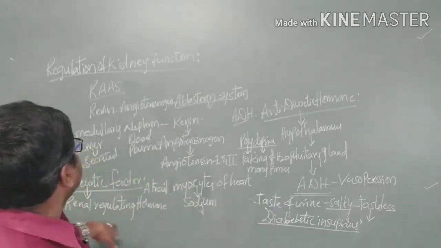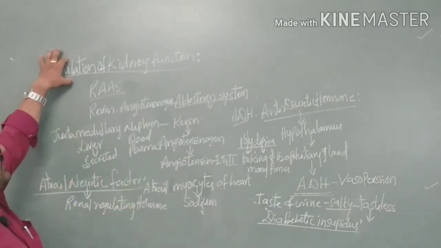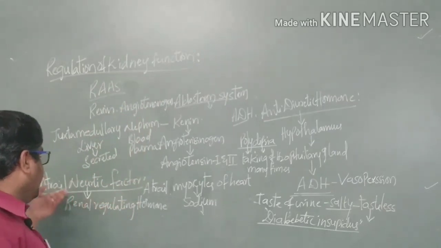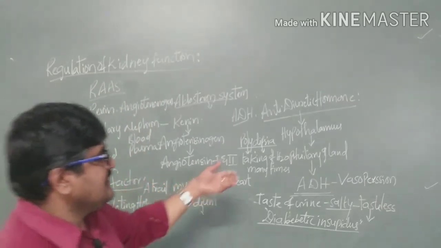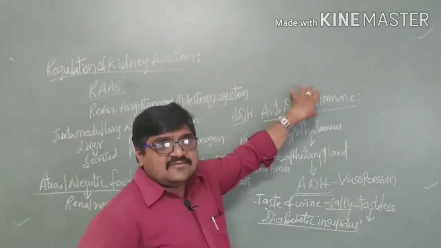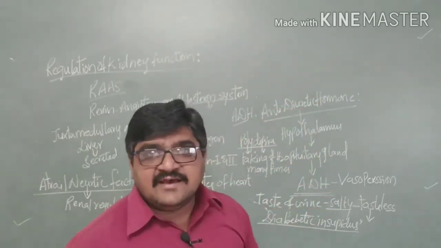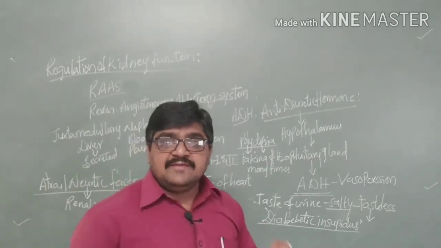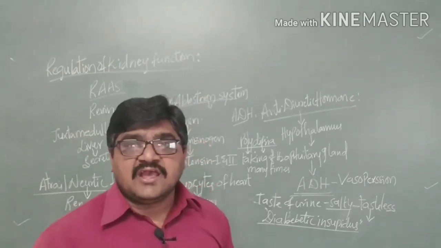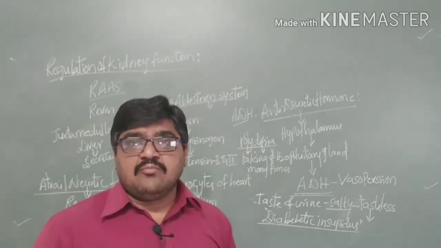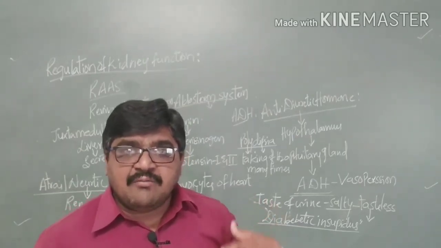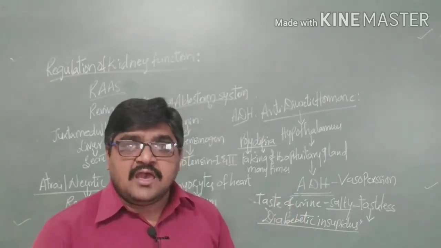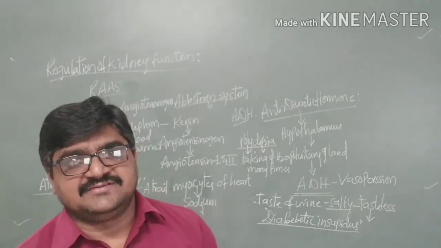These are the various hormones which are regulated by the kidneys. One is RAAS, that is renin, angiotensinogen, aldosterone, and atrial natriuretic factor. The third one is the anti-diuretic hormone, whose lack causes diabetes insipidus, which leads to the polydipsia condition. Polydipsia means taking in more water into the body, and that water is eliminated in the form of urine.